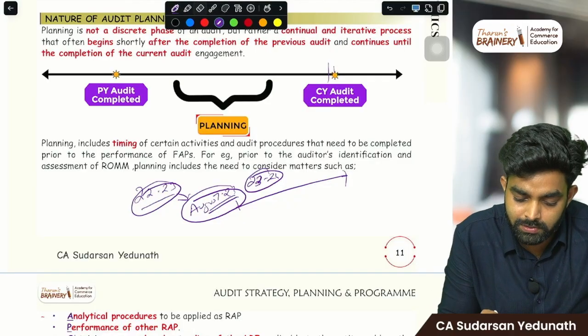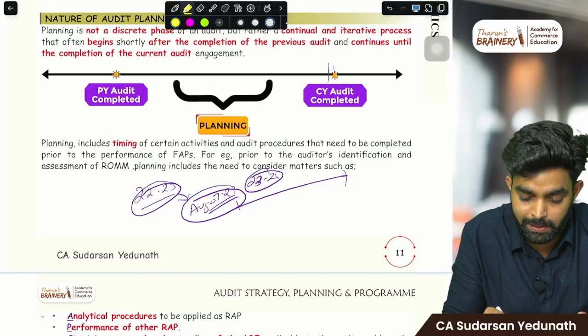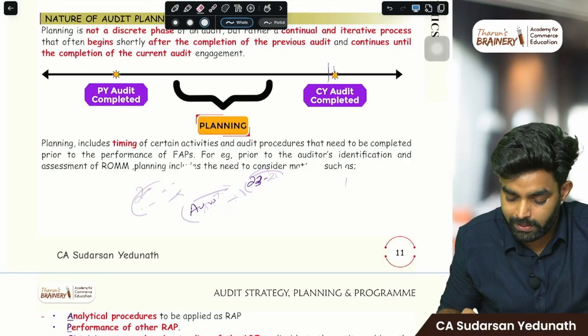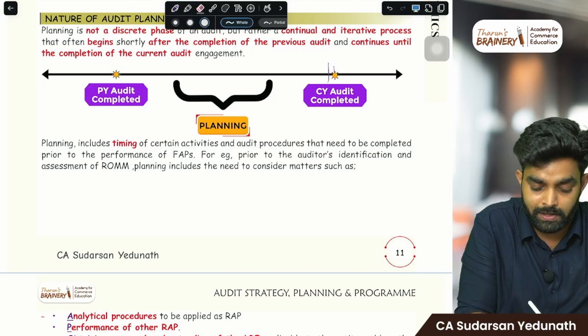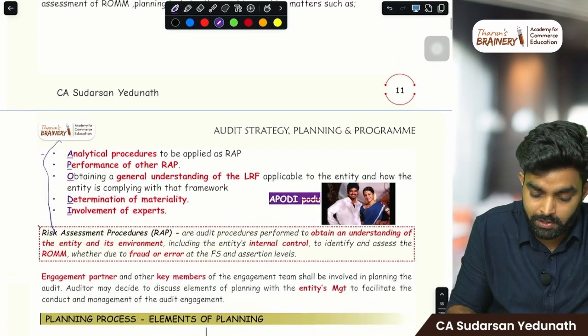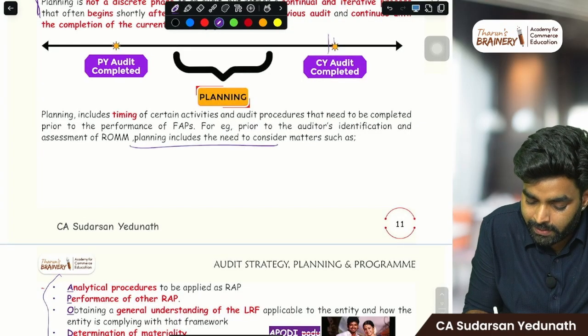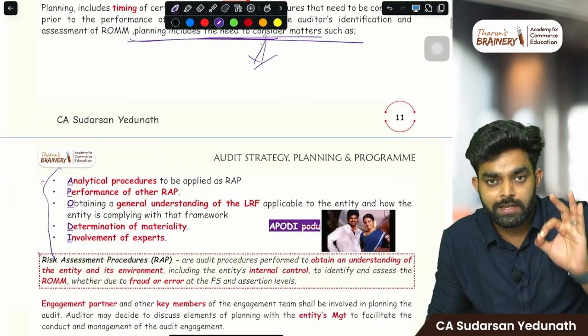So with those experiences, you can easily plan the next year's audit. So always keep this in mind, and remember this one diagram in your brain. Okay, pictographic memory. And this can be asked as a question. They'll ask: when you are planning, include the need to consider the following matters. When you are planning, you have to consider these matters.